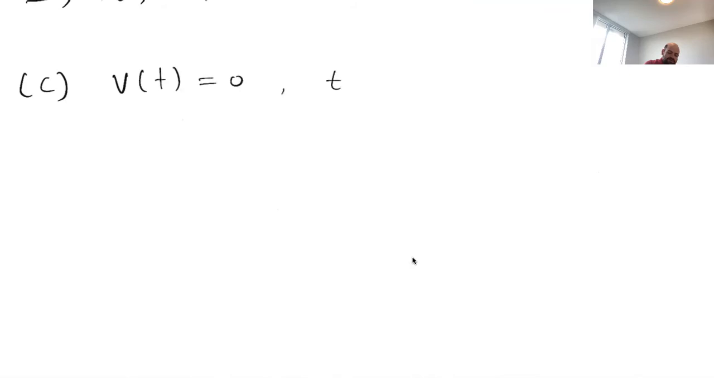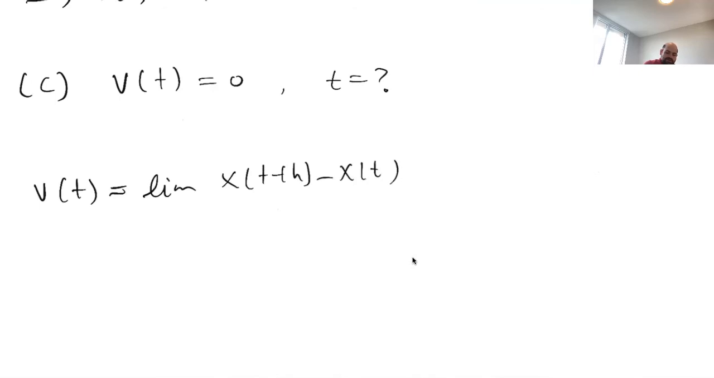And we want to find t. So what is v of t? Let's first find v of t. v of t means the limit of x of t plus h minus x of t, divided by h, as h approaches 0. And then this is the limit.